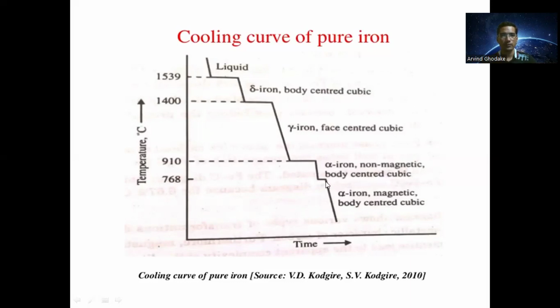After that, from 768 degrees Celsius to room temperature, the phase is alpha iron to again alpha iron. So here phase change does not occur in this temperature range, but the non-magnetic nature gets converted into the magnetic nature, and the structure remains the same, that is body centered cubic structure. So in this diagram, we learn how the pure iron gets formed from liquid state to solid state. The different phases are liquid, delta iron, gamma iron, alpha iron, and alpha iron with the magnetic properties.